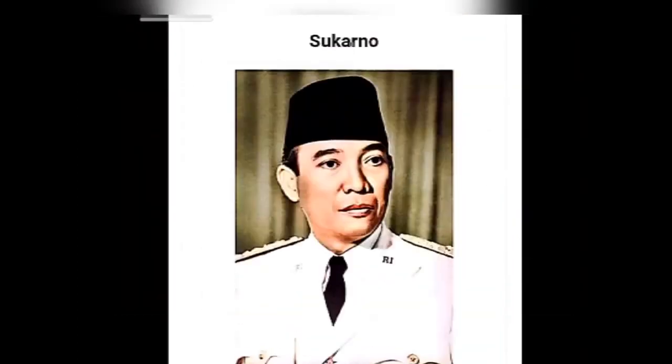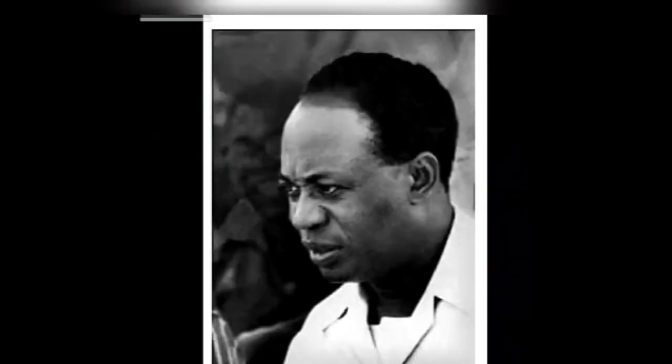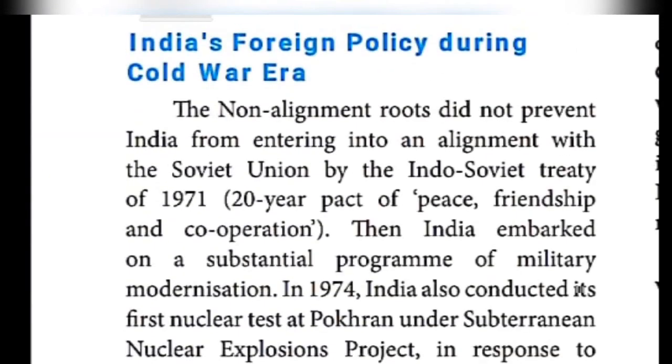Jawaharlal Nehru, a 2 mark answer, children, listen carefully. Tito of Yugoslavia, Nasser of Egypt, Sukarno of Indonesia, and Kwame Nkrumah of Ghana, an African country. These are the founding members of the NAM, as I told. So the next, what is given?